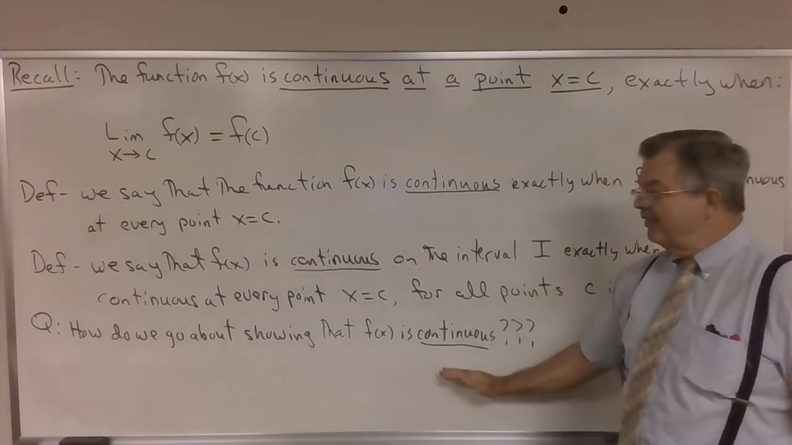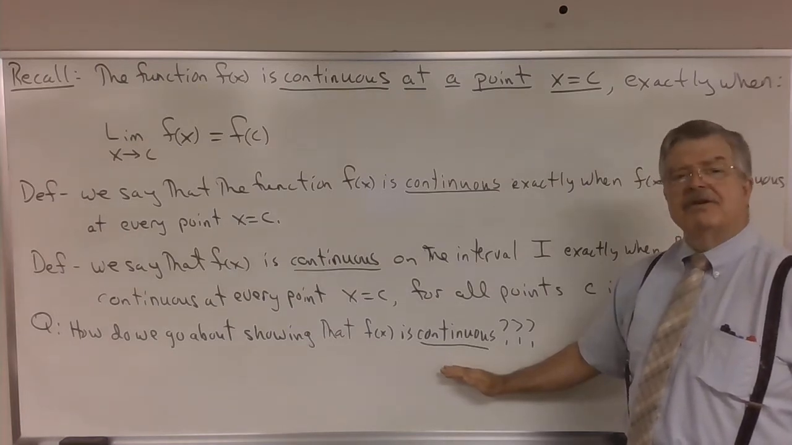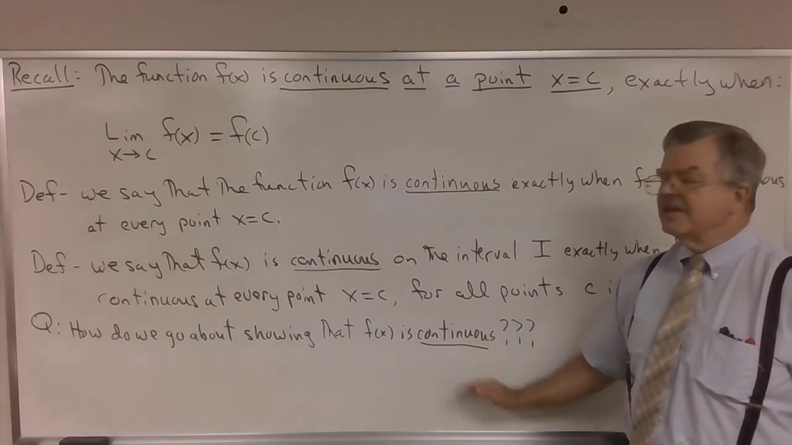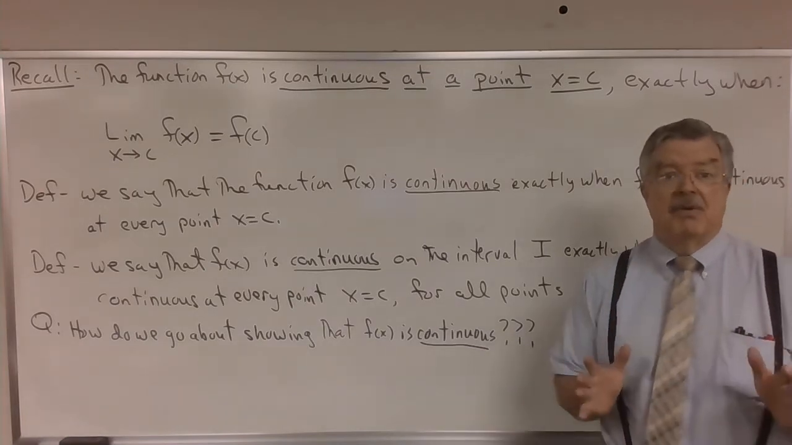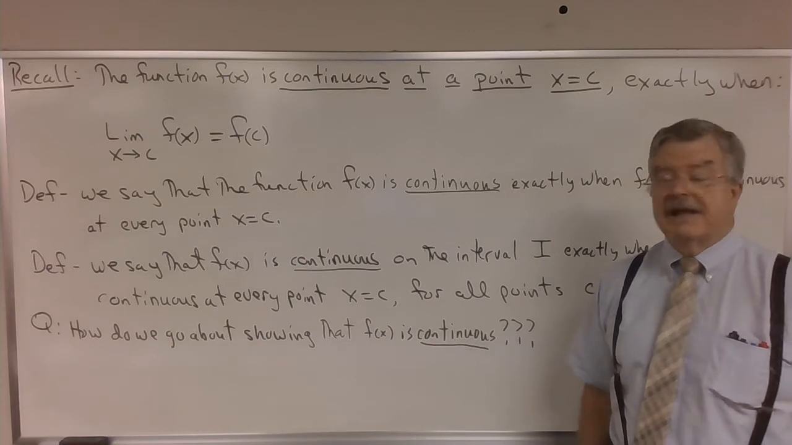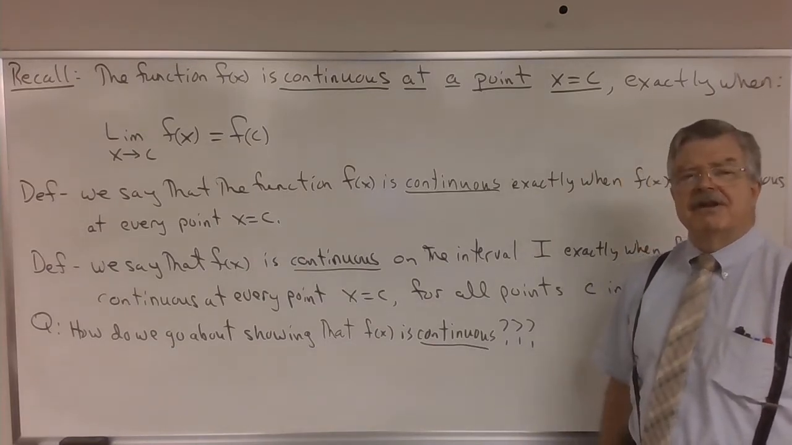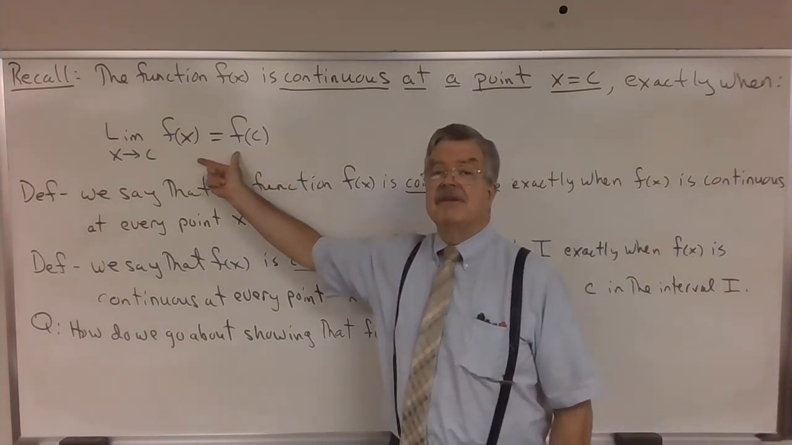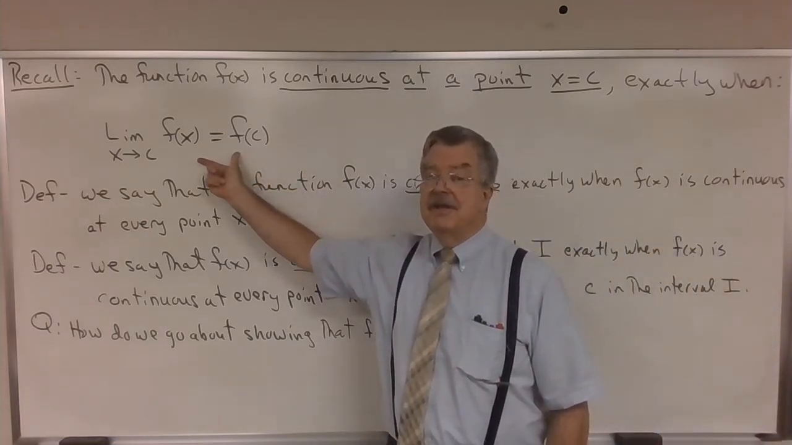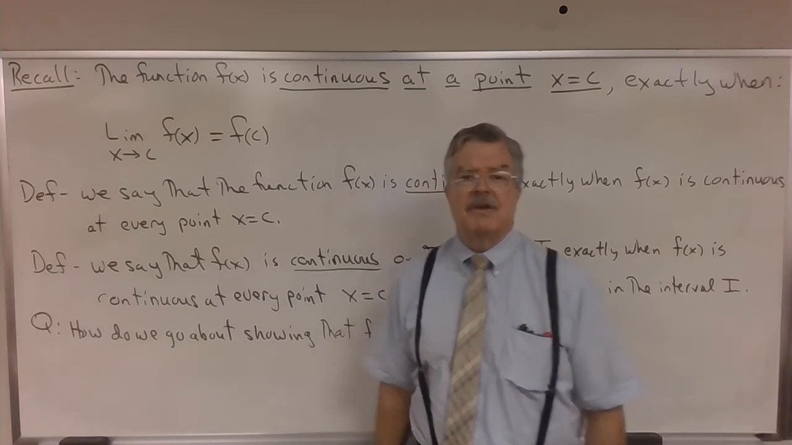So that really makes this a more intriguing question. How do we know, especially if we don't know what the graph of a function looks like, whether or not a function is continuous? We can't apply this to every single real value of c to show that the function is continuous. So how do we do it?